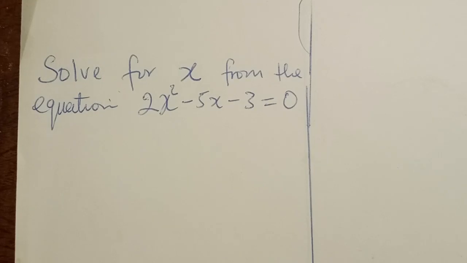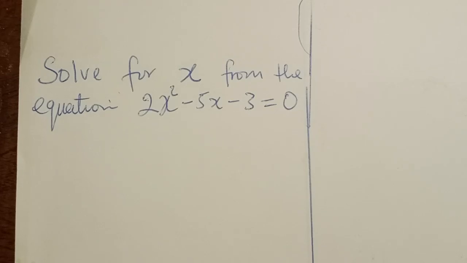We have this expression here, and we want to find the value of x in the expression 2x squared minus 5x minus 3 equal to 0. For an expression like this, x always has two different values. So we are going to use the quadratic formula, which states that to get the value of x for an expression like this, we use minus b plus or minus the square root of b squared minus 4ac divided by 2a.